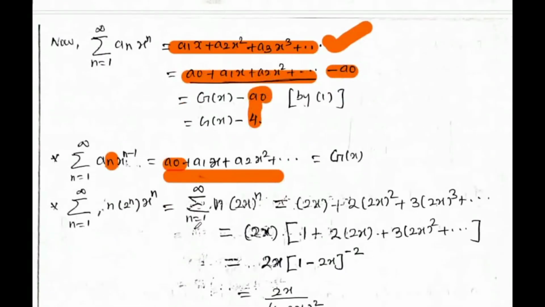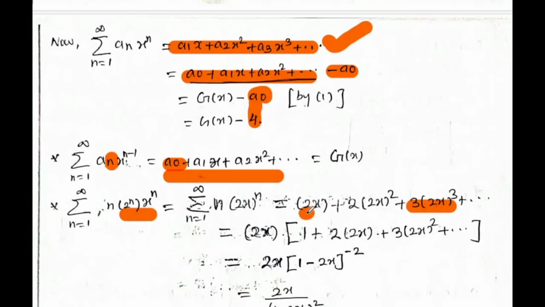Similarly, the right side term. Okay, summation n equal to 1 to infinity n into 2 power n x power n. Substitute n equal to 1, 2, 3. We get one geometric series. That is nothing but what? So we can write this term as n into 2x whole power n. Okay. How to write a b whole power n? a power n into b power n. Same way, we get 2x power n. Okay. Substitute n equal to 1. So here we get 1 into 2x, n equal to 2, 2 into 2x square, n equal to 3, 3 into 2x power 3 and so on.